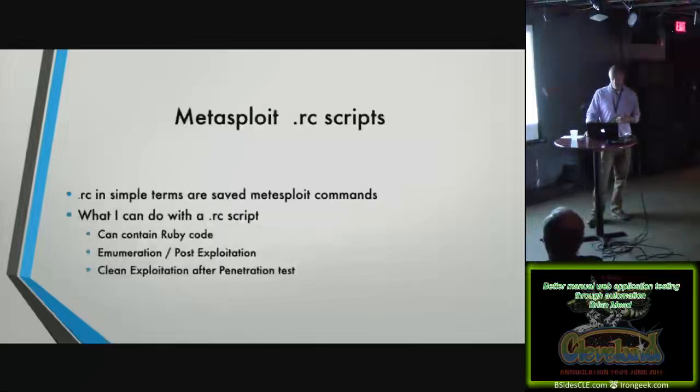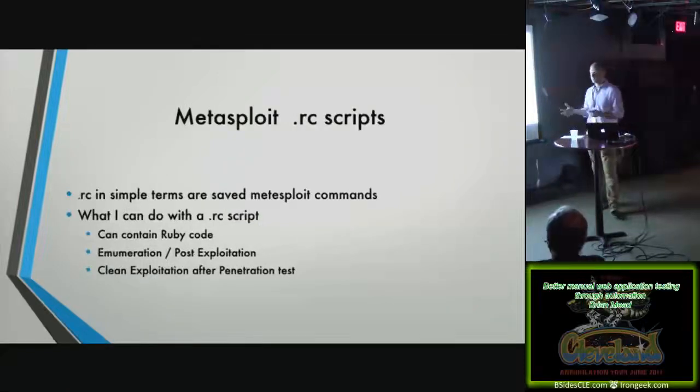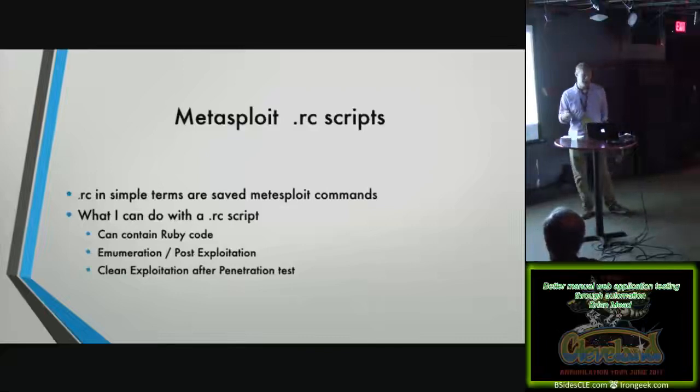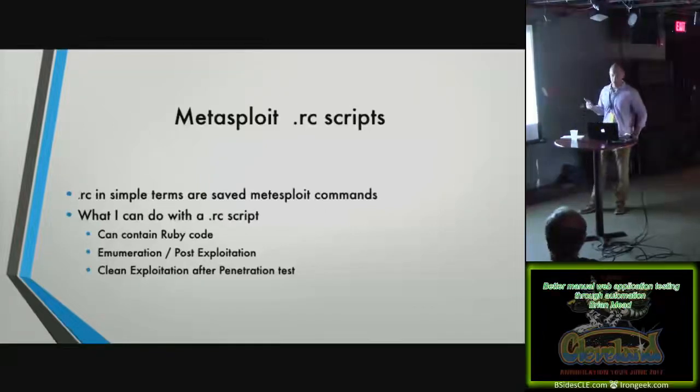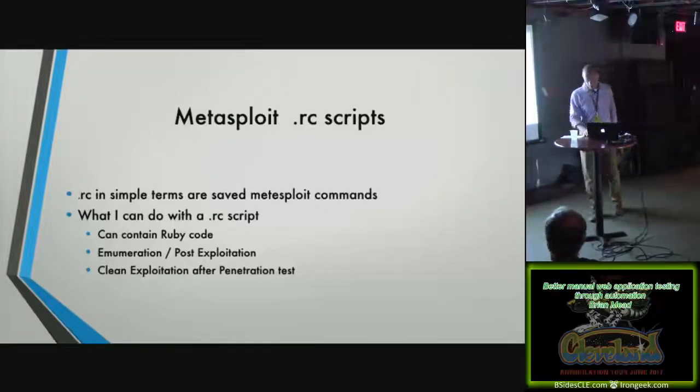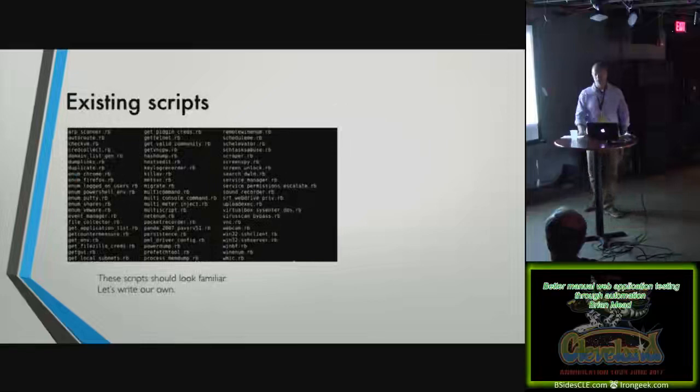The scripting engine is still there. So there's scripts, and there's also RC files, basically resource files. So these are recorded commands that can be played back in Metasploit, kind of like a bash RC file. So it can contain Ruby code. A great example is you can use this for enumeration or post exploitation, and you can also clean up after exploitation and after the engagement's over.